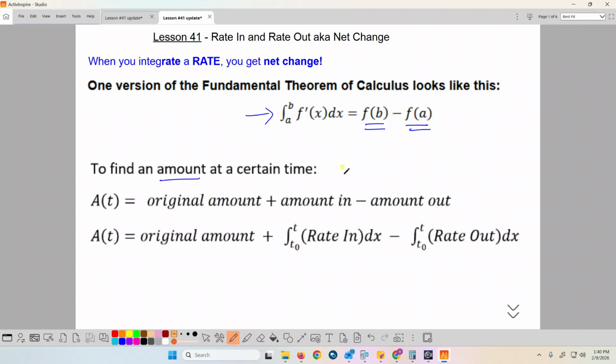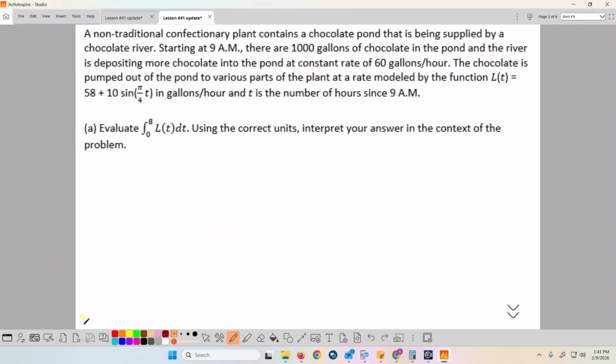So to find the amount at a certain time, we use these two functions here, all right? That's the original amount plus the amount in minus the amount out. That's known as our rate in minus the rate out, all right? How do we get that? Well, right below, original amount plus the integral from t equals 0, let's say, to t equals whatever, another t value, right? And then that's the rate in function minus the rate out function, also with the integral there. So let's look at an example.